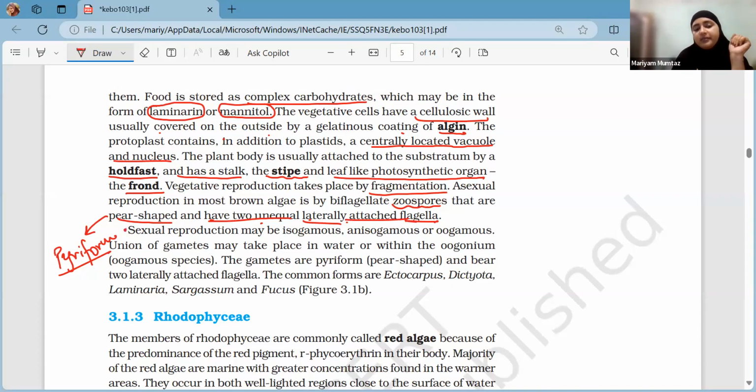Talking about the sexual reproduction, so it can be isogamous, anisogamous, or oogamous. And union of gametes may take place in water or within the oogonium, meaning inside the female body, right? Now, the gametes are again pyriform, meaning pear-shaped, and bear two laterally attached flagella. The common forms are, again, these examples: ectocarpus, dictyota, laminaria, sargassum, and fucus.